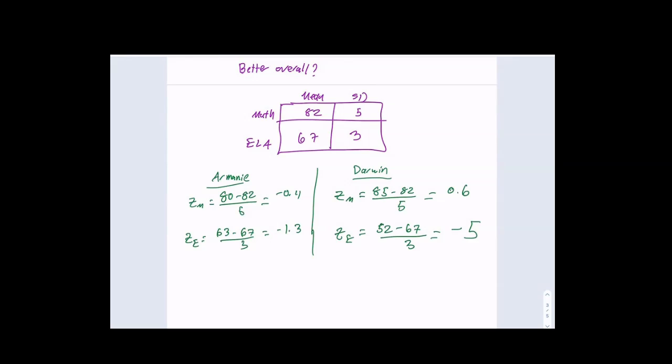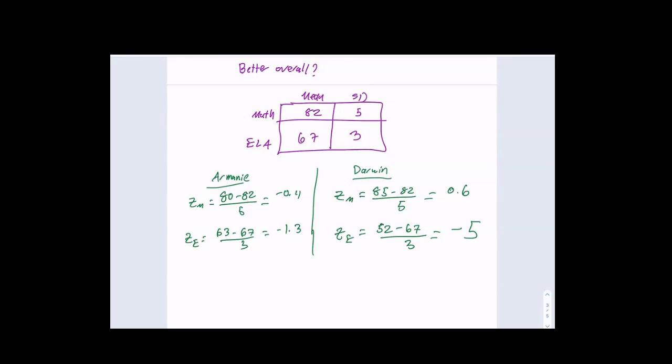You got a z-score of negative 5, which means you're 5 standard deviations below. Not only did he do below the mean, but what does this also tell us about Darwin's ELA score? It's an extremely low outlier. Which means what in terms of his grade? He did really, really bad. He got an F on that exam. Now on the other ones, they're probably not Fs, right? A negative 0.4 is probably like a C. If the average grade is like a C, then a negative 0.4 would be like a C minus. A negative 1.3 is like maybe a D plus.